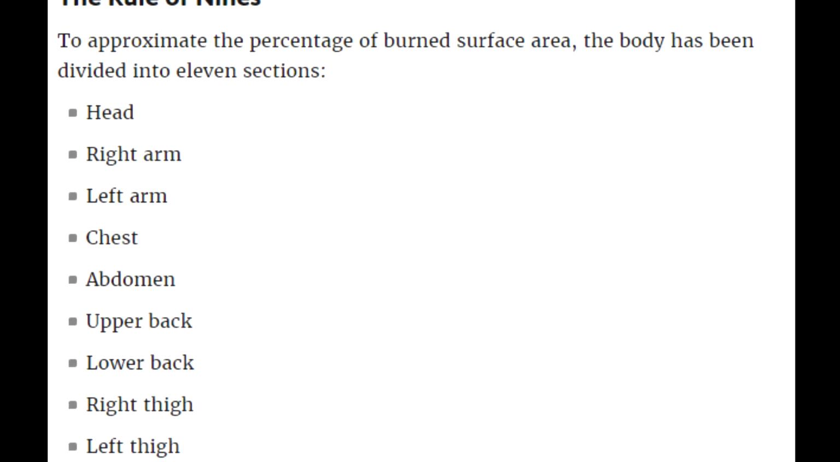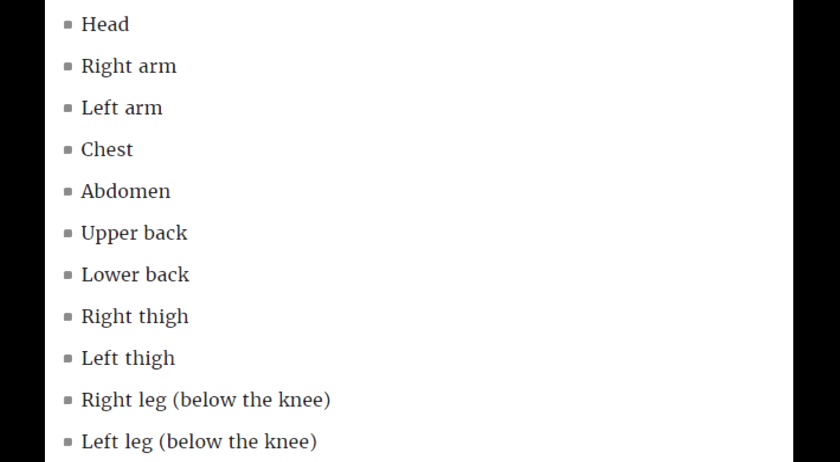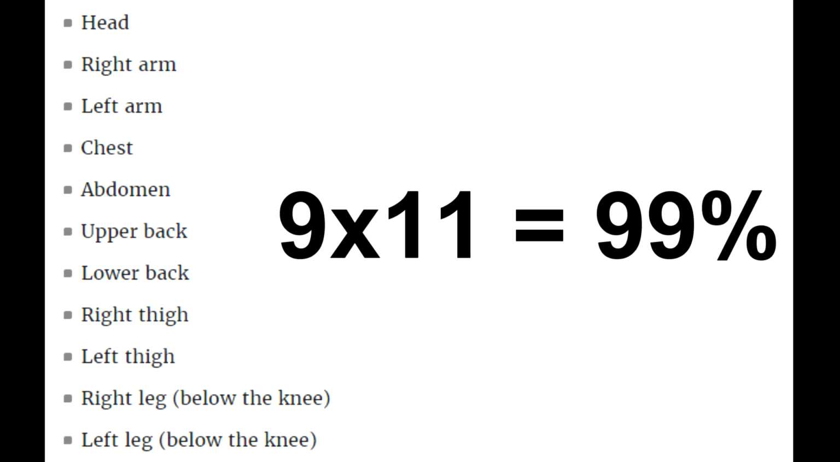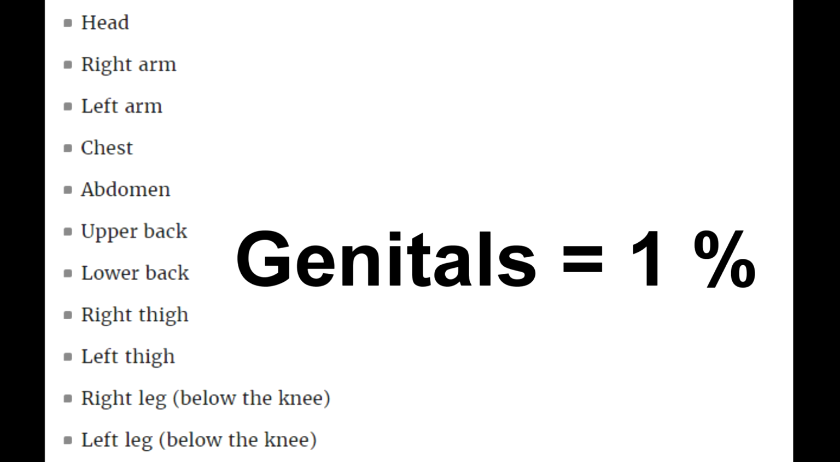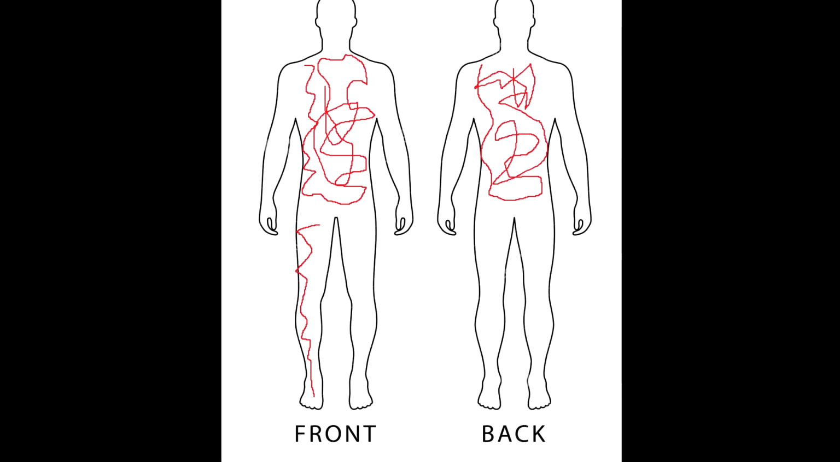To approximate the percentage of burn surface area, the body has been divided into 11 sections: the head, right and left arms, chest, abdomen, upper and lower back, right and left thigh, right and left leg. Each of these sections takes about 9% of the body's skin to cover it, so add it all together and it accounts for about 99%. The genitals account for the last 1% of the body's surface area. Insert lame joke here.